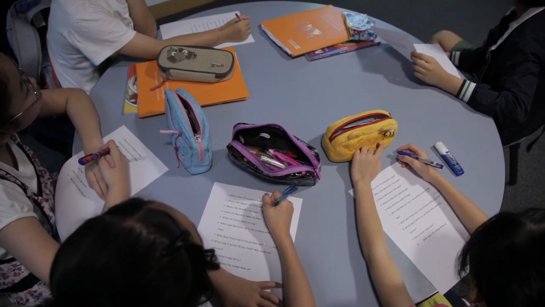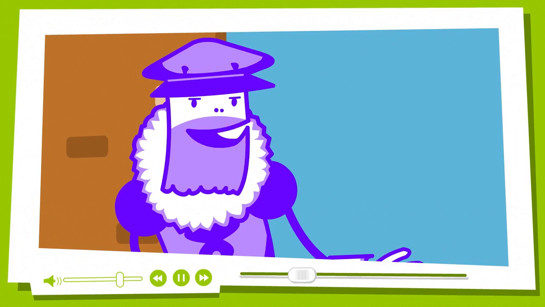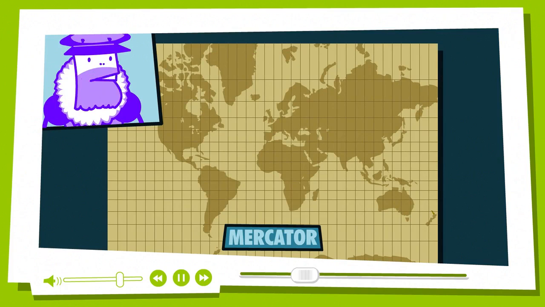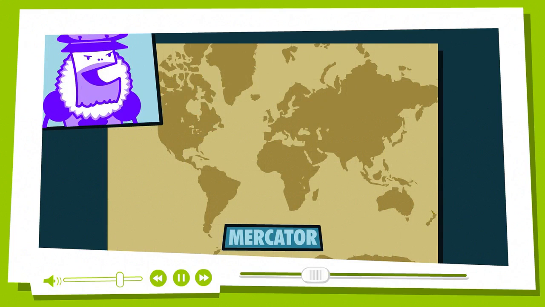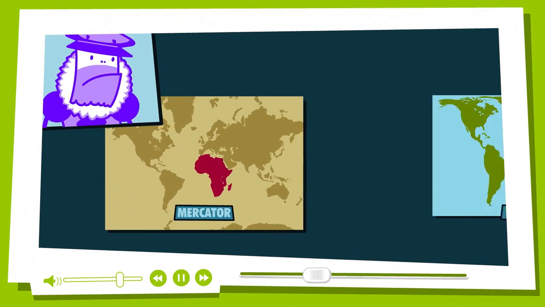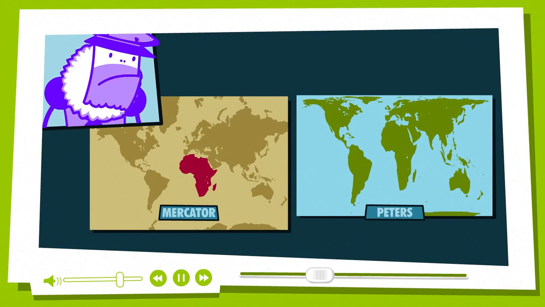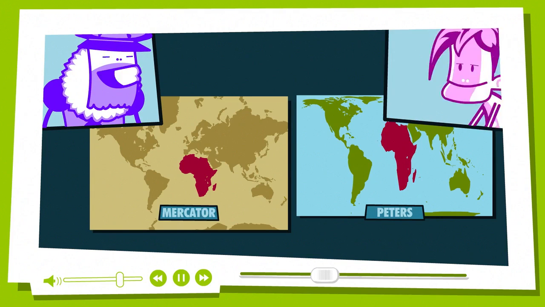Well, I drew my map in 1596 to help sailors explore the New World. It shows compass bearings as straight lines, which help the sailors to end up in the right place. See? All the sailors think my map is the business. Mr. Peters has got the shapes all wrong on his map. His countries look all stretched. Look at Africa. It's meant to look like this. But on Mr. Peters' map, Africa is all long and straight.